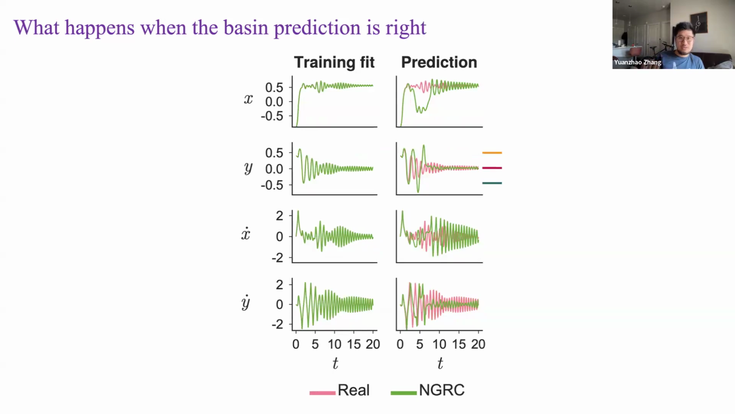And of course, even when the basin prediction is right, when the NGRC and the original system actually go to the same magnet, there could be a mismatched transient in the prediction.